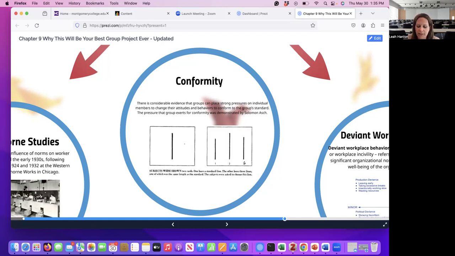Conformity is the adjustment of one's behavior to align with the norms of the group. Reference groups are important groups to which individuals belong or hope to belong, and with whose norms individuals are likely to conform. Conformity effects are not always bad. So one example of this is pro-social norms, such as donating to charity.